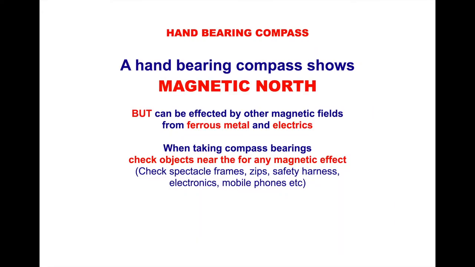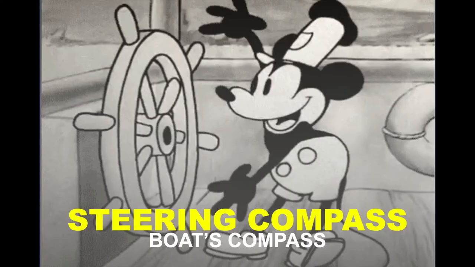So the hand bearing compass shows magnetic north. It can also be affected by other magnetic fields such as metal, so if you're standing next to the shrouds or the fence around the outside of the boat, or electrical items, or you have your mobile phone near it, or a zip or anything like that, it will affect it.